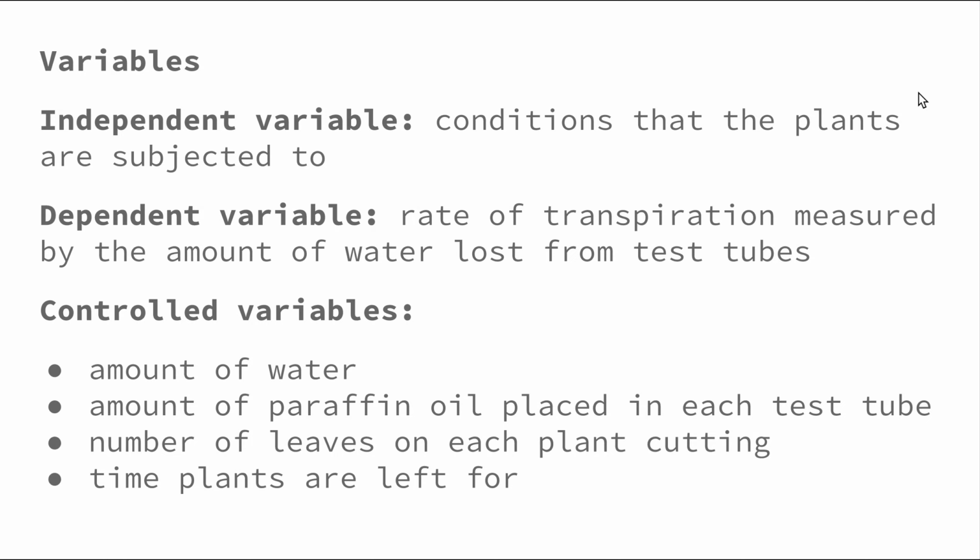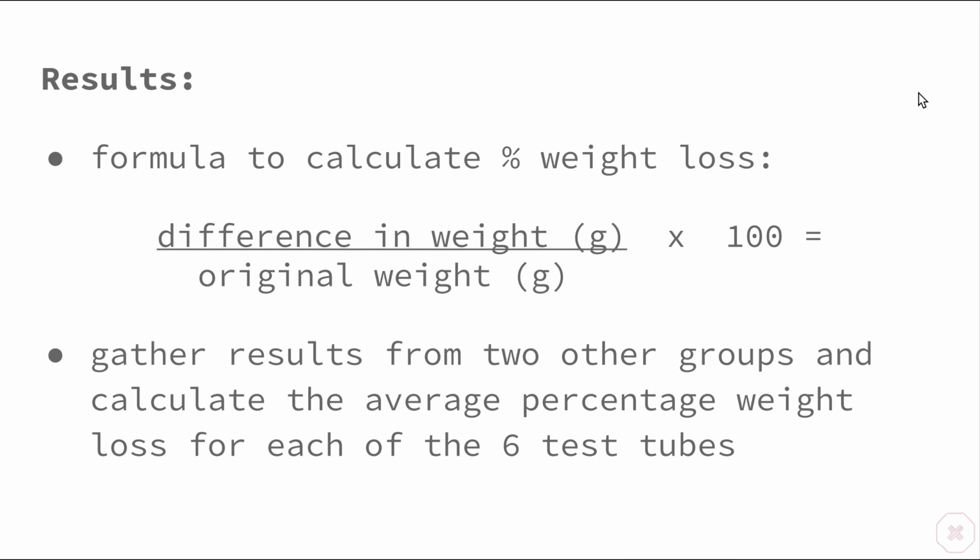So the amount of water in each test tube, the amount of paraffin oil placed on the top of the water in each test tube, the number of leaves on each plant cutting. Obviously, if transpiration is the evaporation of water from the leaves, if there's more leaves, there's going to be more transpiration, and the time that the plants are left for. So we're going to leave them set up for a couple of days, come back and take our final readings.